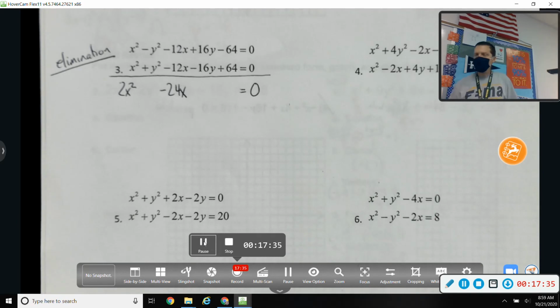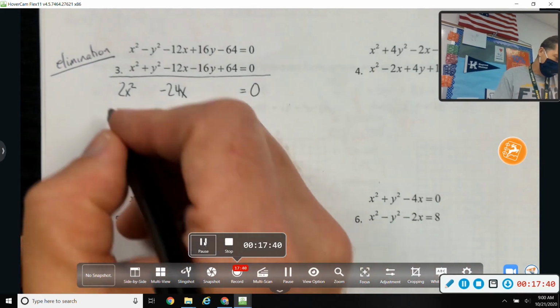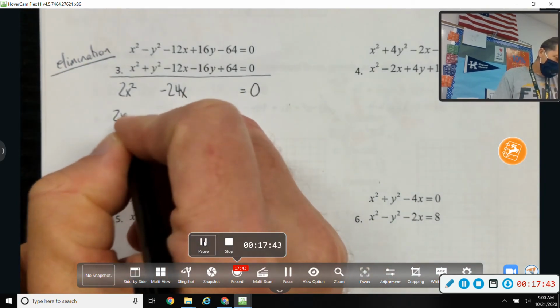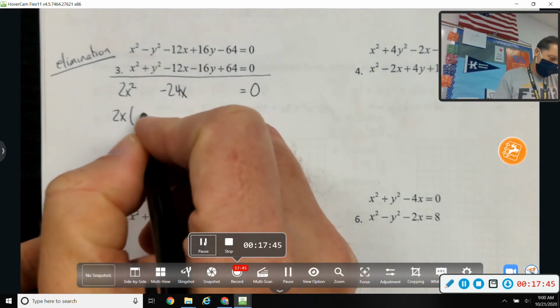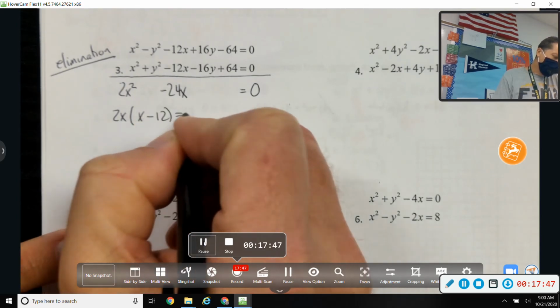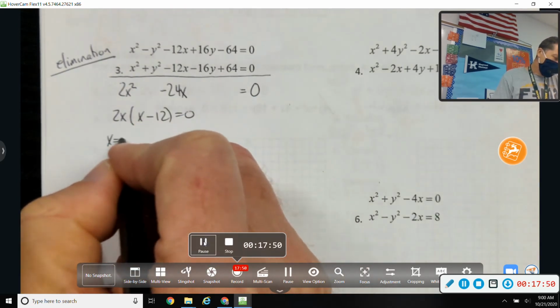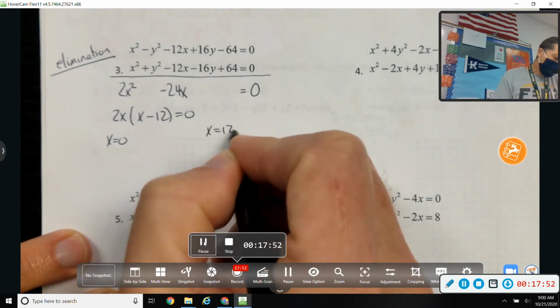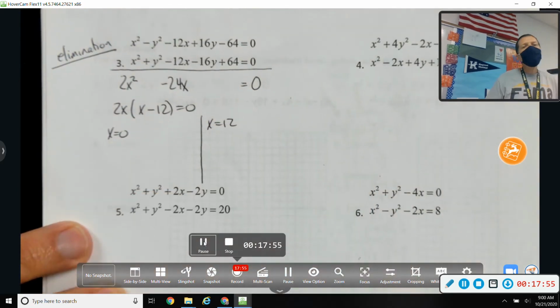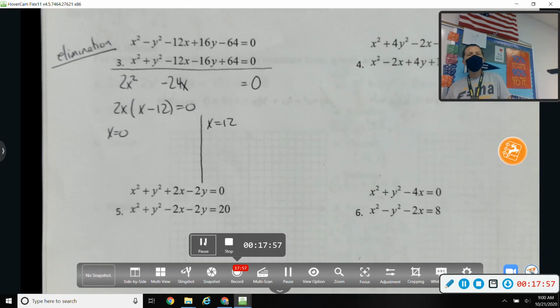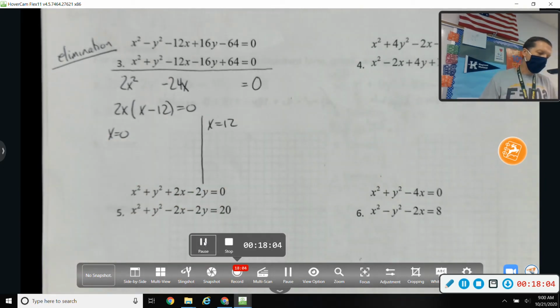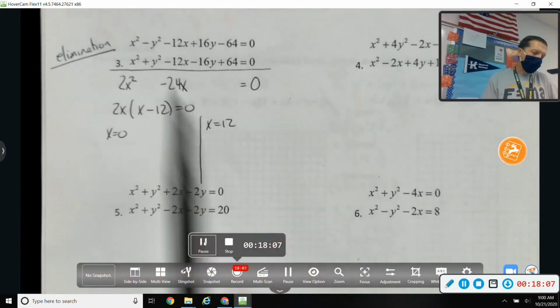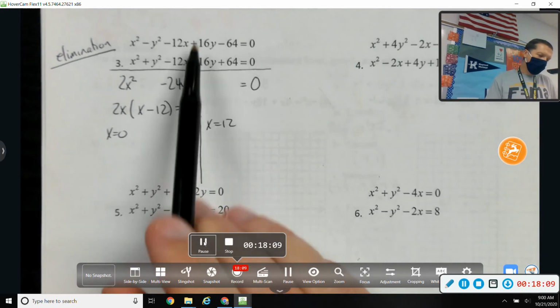So that got a lot simpler, a lot quicker. That looked terrible, then it turned out to really not be that bad. So I'll factor out the 2x. That leaves x minus 12. So x equals 0 and x equals 12. And now I need to go back and plug those in to see what the y coordinates are when x is 0 or x is 12. And I might get 2 answers for y, especially with the y squared in there. I can use either one.